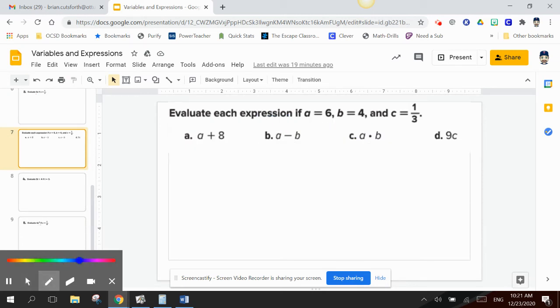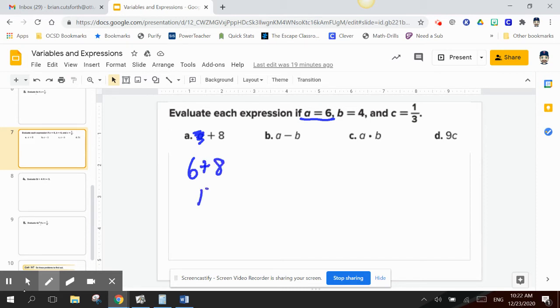So here it says to evaluate each expression if a equals 6, b equals 4, and c equals 1/3. So in letter A, I have a + 8. So I'm going to take away my a. a is 6, so I bring down the 6 plus 8, and that's 14. Letter B, a − b. So again, I take away the a. I put in a 6. Minus b, b is 4. So I take away my b. I put in the number 4. 6 minus 4 is 2.